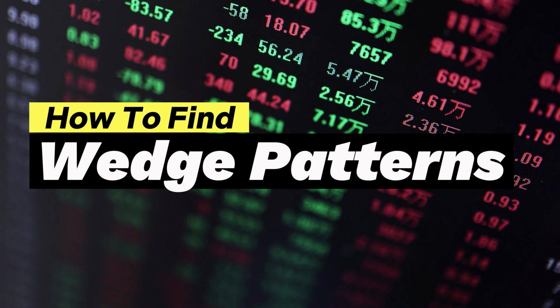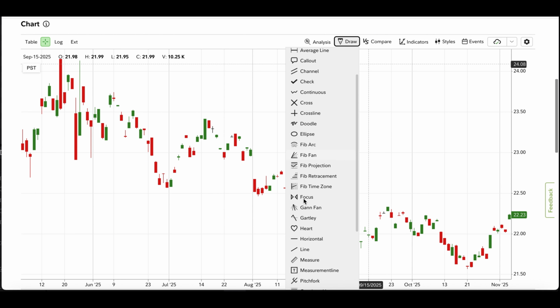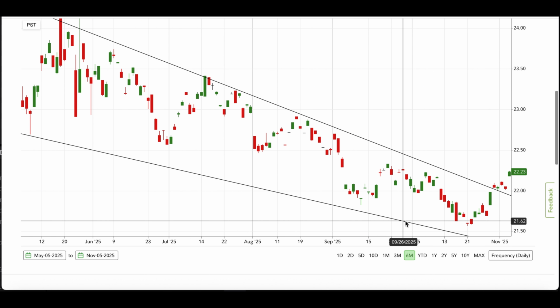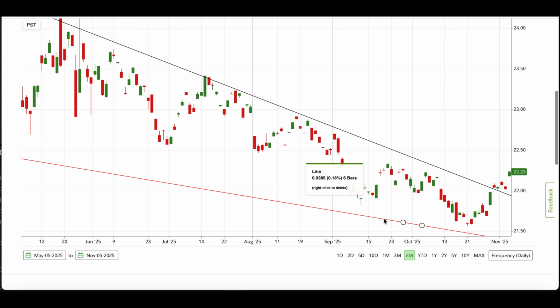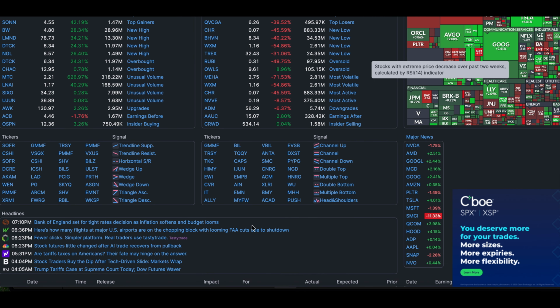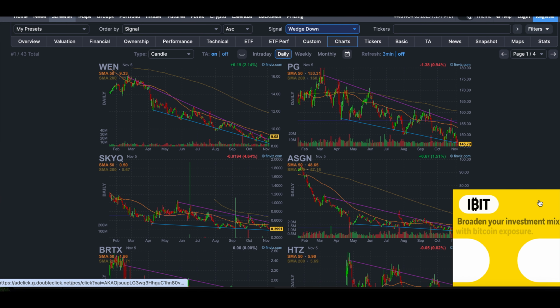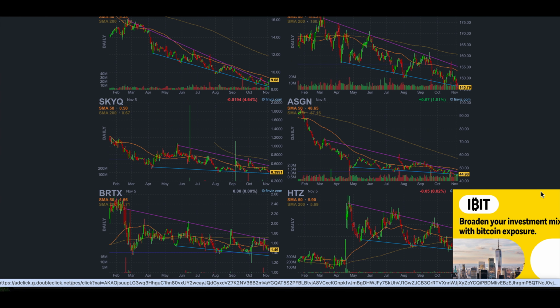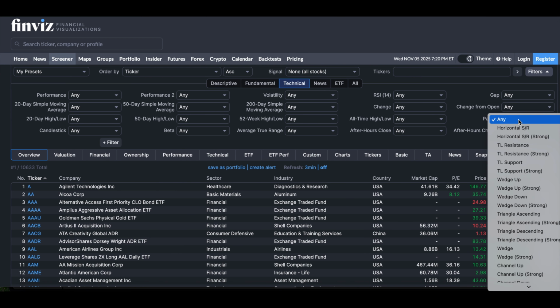Now, how to find wedge patterns. Your first option is to draw trend lines on stock charts with an investment app or some sort of website. Your second option is to use stock screeners such as FinViz. Now, FinViz has a list of wedge patterns right on its homepage, or you can simply choose it in the stock screener.